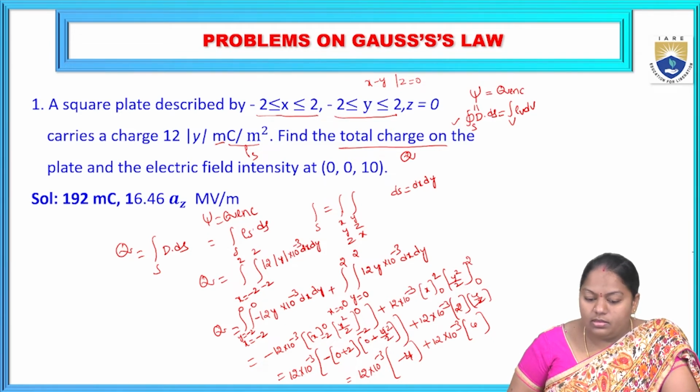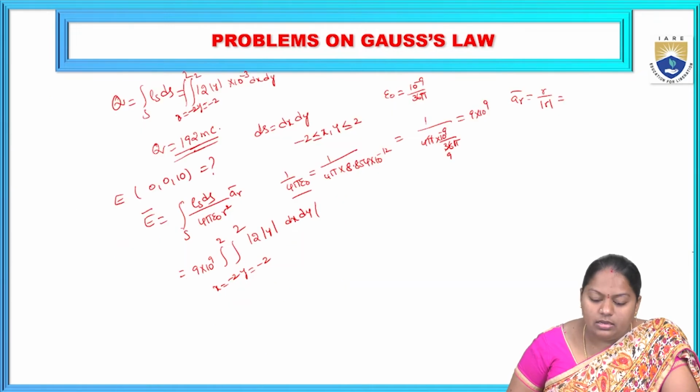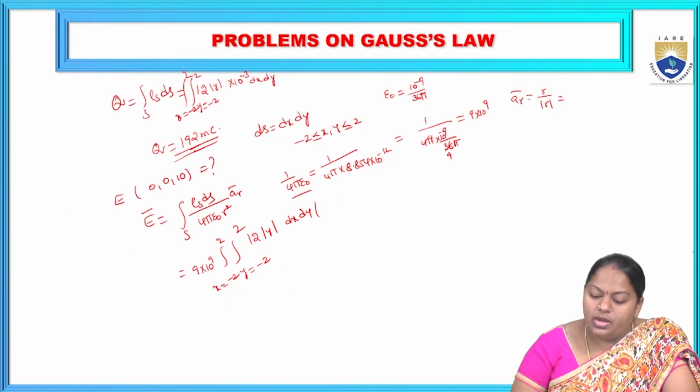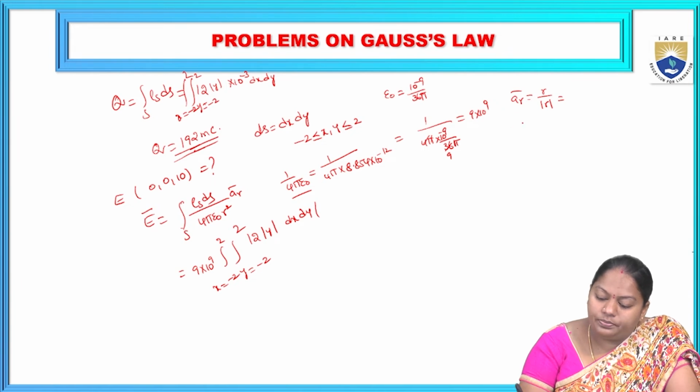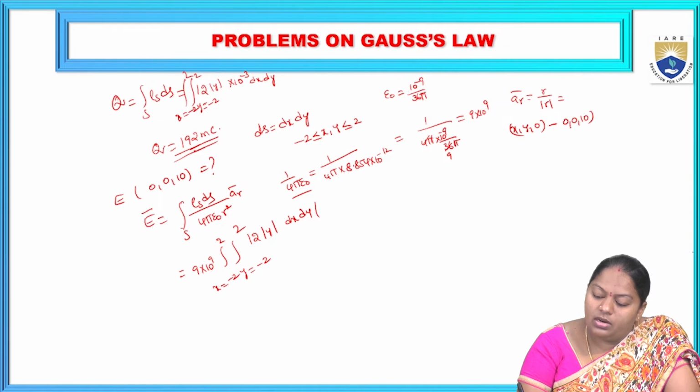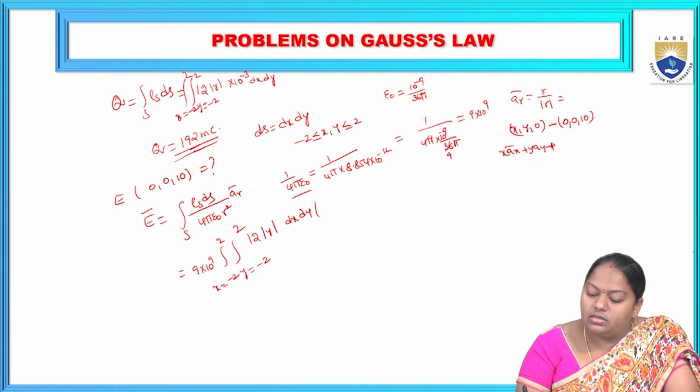So x, y values are 0 and 0, z is given as 10. Hence, we need to find the distance between the two points. R is given as (x, y, 0) minus (0, 0, 10). So x ax plus y ay plus (0 minus 10), that is minus 10 az, is the value of R.